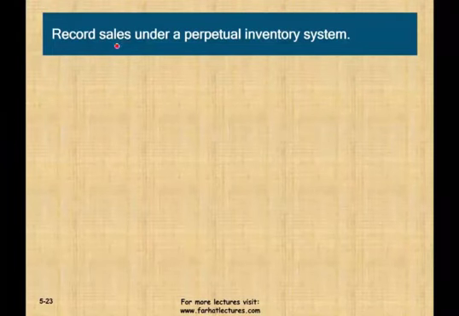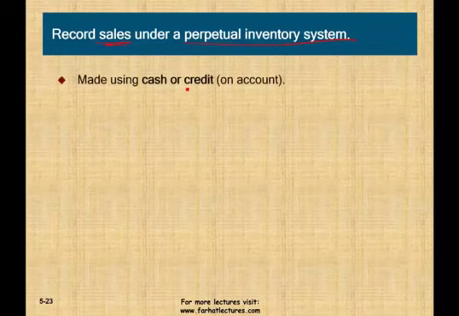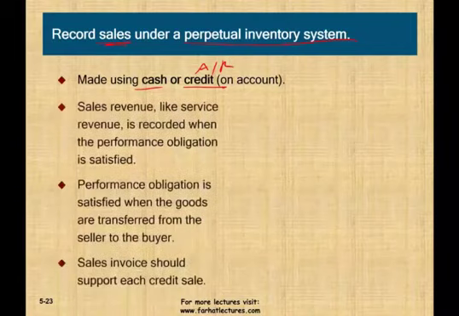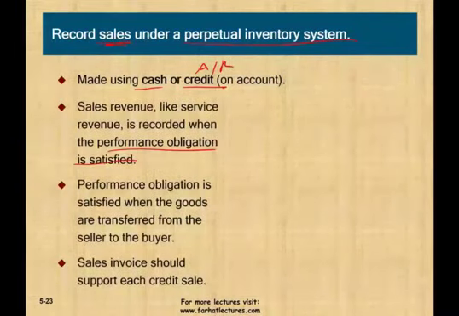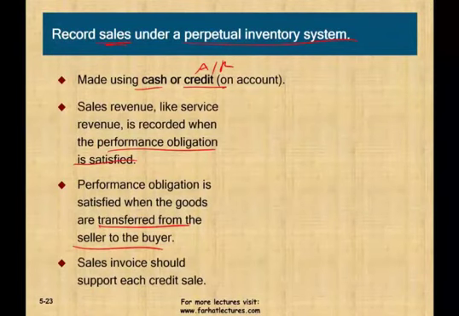In this session, we're going to record sales under a perpetual inventory system. So when we make a sale, we could make a sale either on credit, which is accounts receivable, or we can make a sale and receive the cash immediately. Sales revenue, or like service revenue, is recorded when the performance obligation is complete. So once we deliver the product to the customer, pretty much once we transfer it, our obligation is complete when we're selling something, generally speaking.